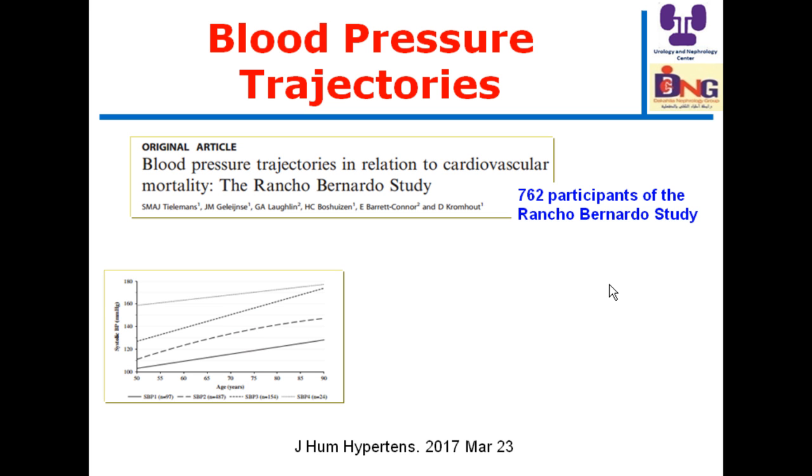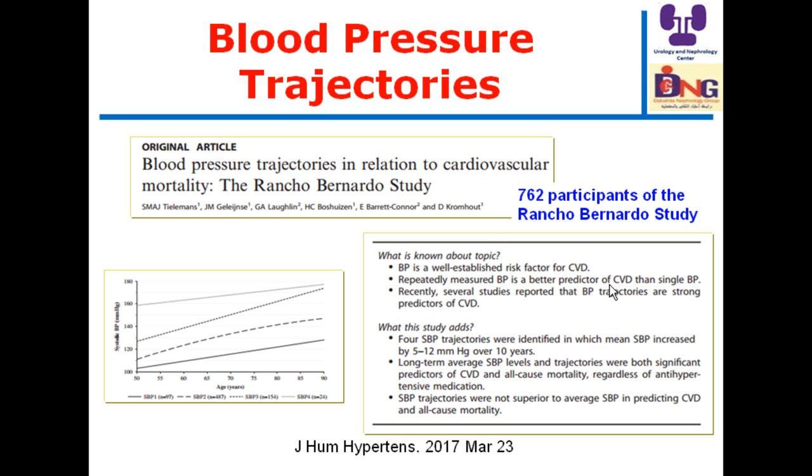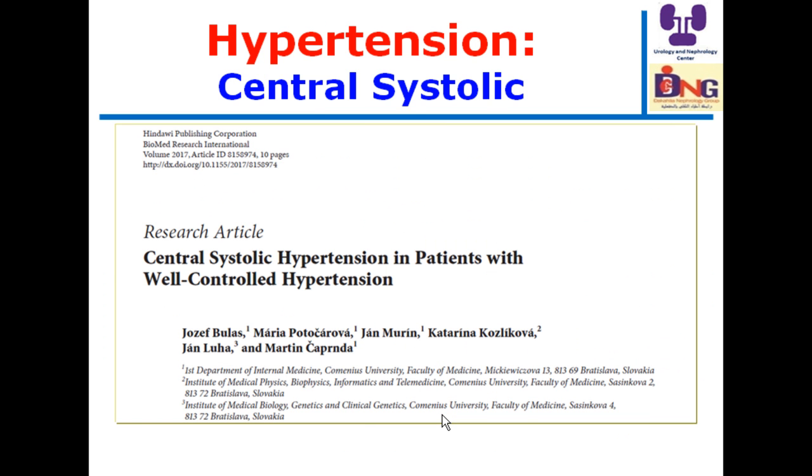Each 20 millimeter of mercury increment in average systolic pressure was associated with 1.4 times greater cardiovascular mortality and 1.2 times all-cause mortality. So this is what is known about the topic, and what did this study add? In addition to what I said, systolic blood pressure trajectories were not superior to the average systolic blood pressure in predicting cardiovascular disease and all-cause mortality. This means we need to refine our tools to know blood pressure even more.